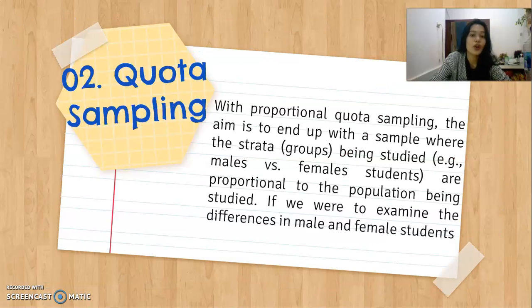Okay. Next is quota sampling. With quota sampling, the aim is to end up with a sample where the strata or groups being studied, for example, male versus female students, are proportional to the population being studied, if we were to examine the differences in male and female students.